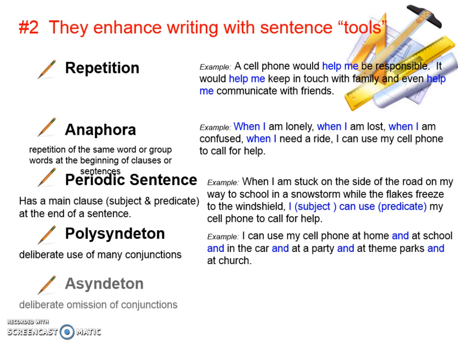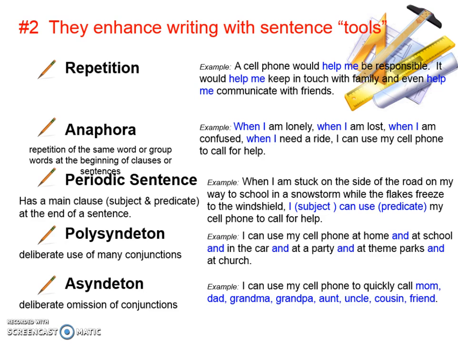Here's the next one, asyndeton. It's another power sentence tool, and it's the deliberate omission of conjunctions. You're leaving them out on purpose because you want that list to go fast. So here's an example. I can use my cell phone to quickly call mom, dad, grandma, grandpa, aunt, uncle, cousin, friend. And you want this list to read more quickly, because you're accentuating quickness here, right? That a cell phone is so fast. So it's just kind of an artistic, poetic way of making a list sound really cool when you're writing rhetoric.